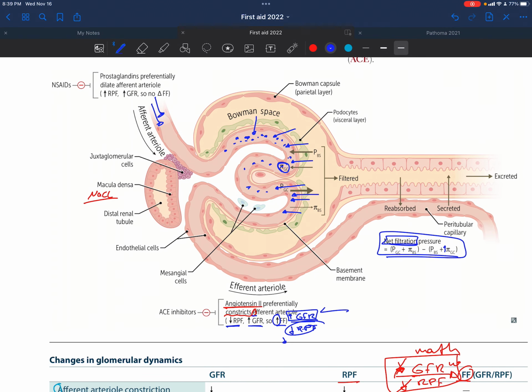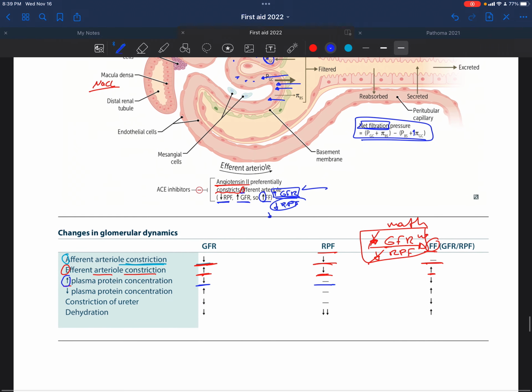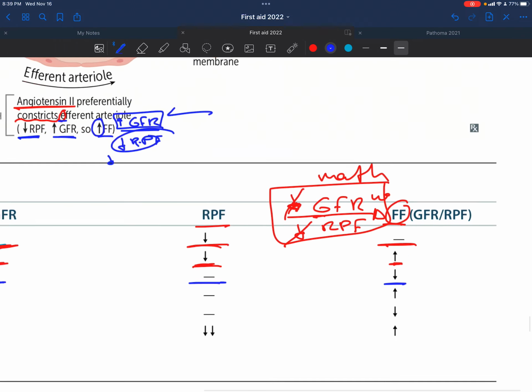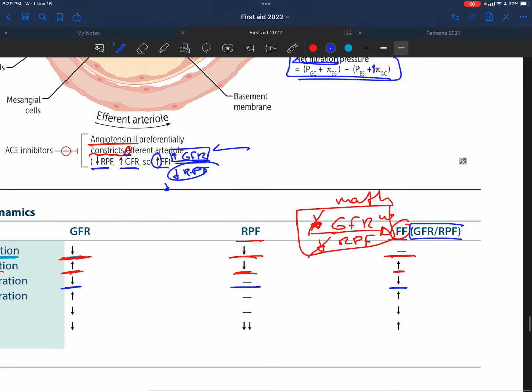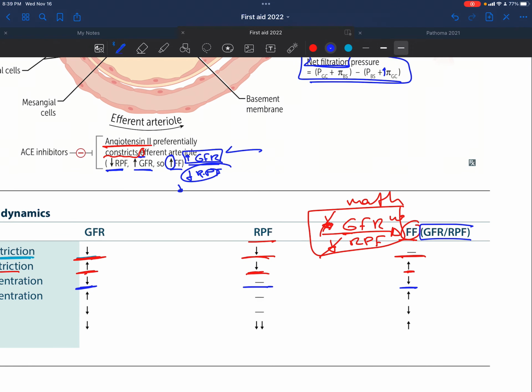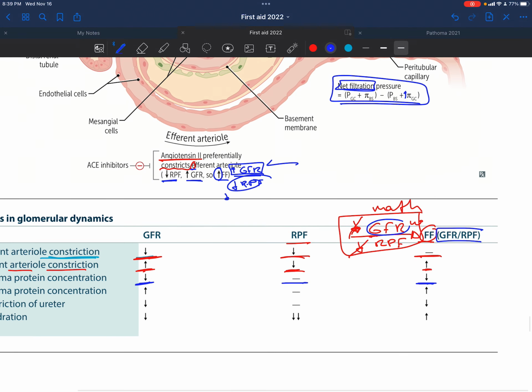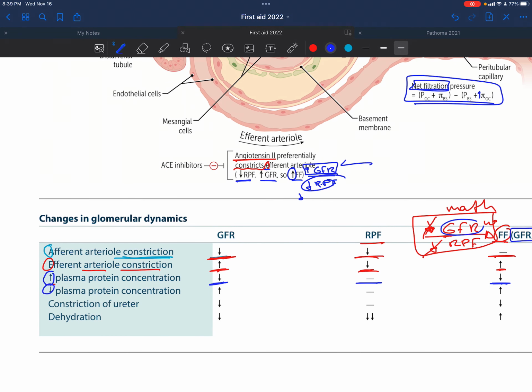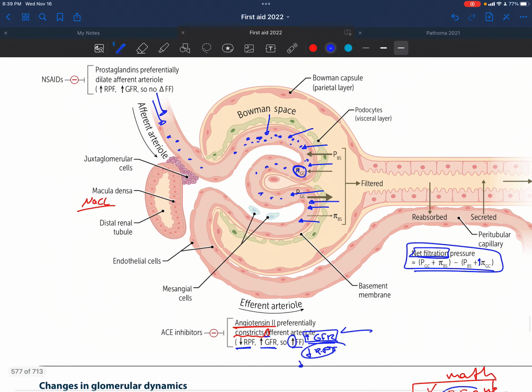We only know now that it contains more proteins, so we didn't change the flow at all. For the filtration fraction, according to this equation, now because we said the GFR is reduced, the filtration fraction is reduced, of course.